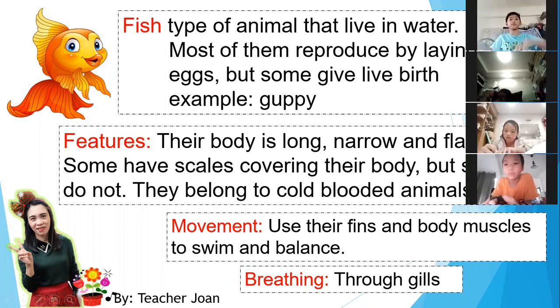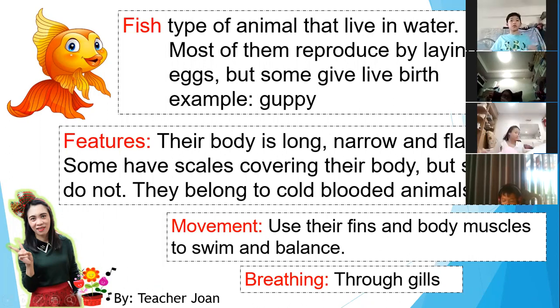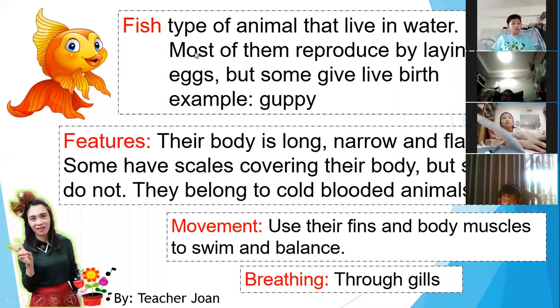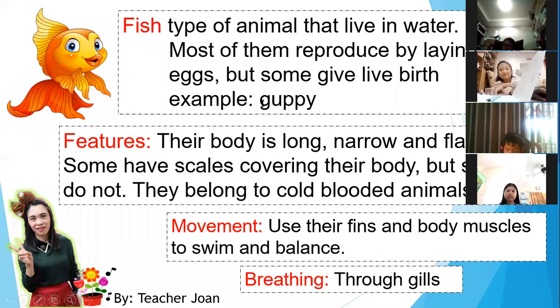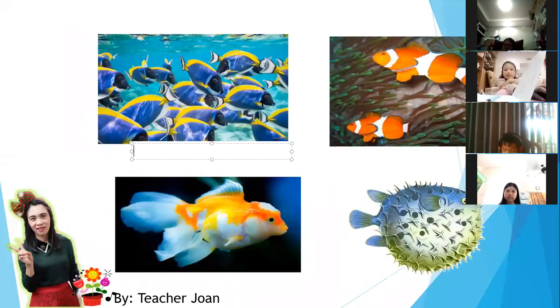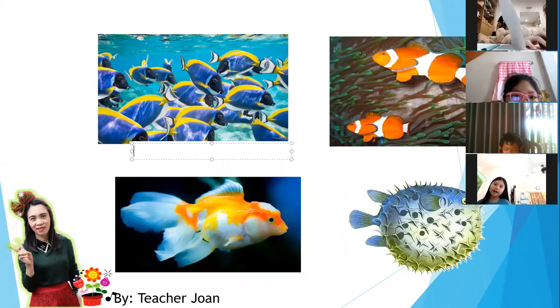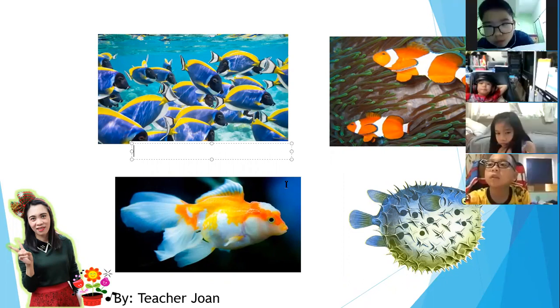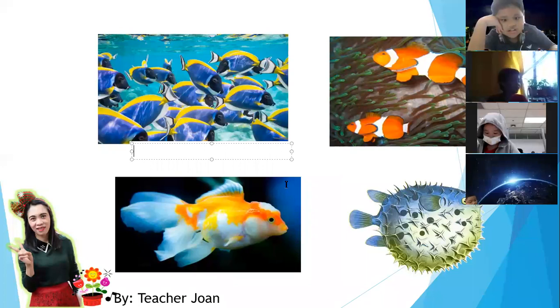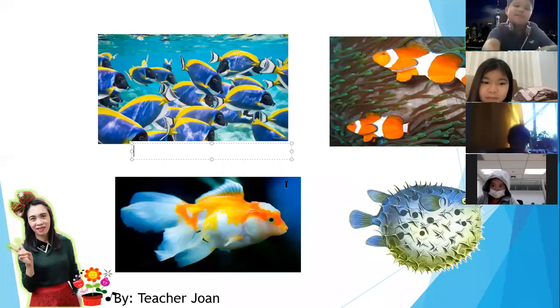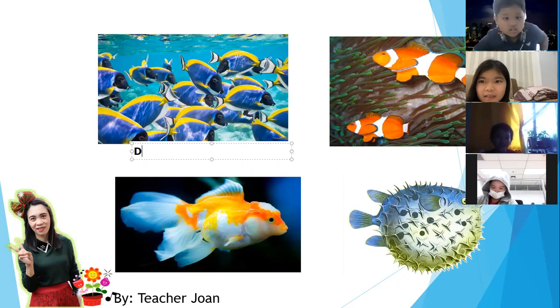Okay, now let's move to the next slide. Okay, look carefully. We have different kinds of fish. So the first fish is... Who can guess the name of the first fish? Who is not listening to teacher, and I will call one by one, okay? Rapa is not looking to teacher, so I will call Rapa. Rapa, what is the name of the first fish? Dory. Okay, very good. The first fish is Dory.